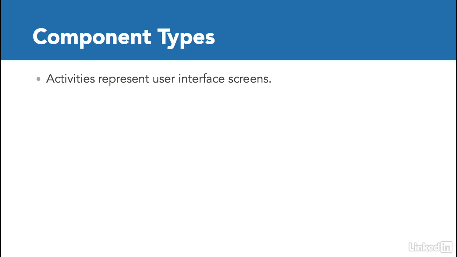So activities represent the user interface screens, and buttons, text views, edit text, and other widgets are all known as views. You arrange those views on the screen using something called a view group. And basically the activities, the views, and the view groups are the major building blocks of your user interface.